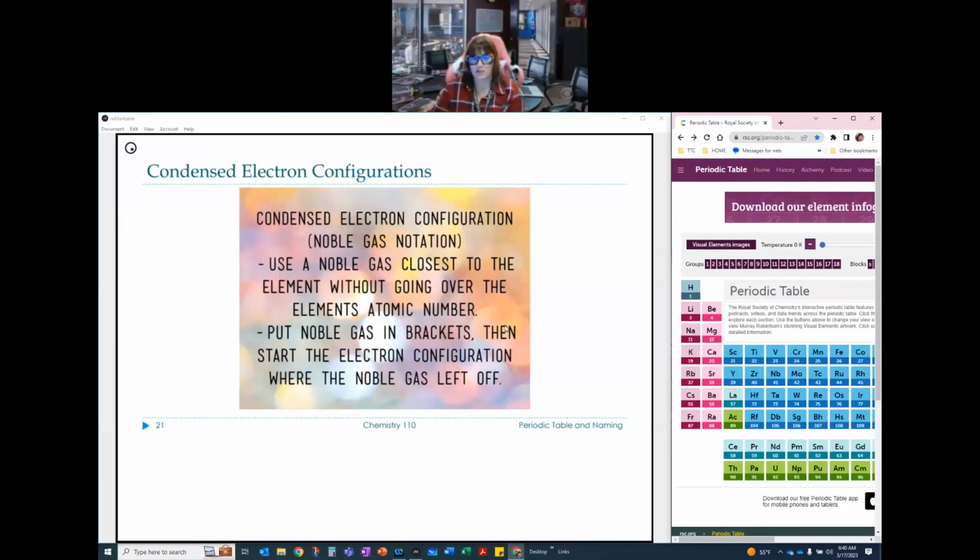So our condensed electron configuration, the noble gas notation, uses the noble gas closest to the element without going over the element's atomic number. Like I said, neon before. We put the noble gas in brackets and start the electron configuration with the noble gas left off. Okay? You may get asked for a full electron configuration, which indicates all of the electrons present in their particular orbitals. You may get asked for a noble gas notation, which would be that shortcut we just talked about. You may be asked to do both of them in a particular question.